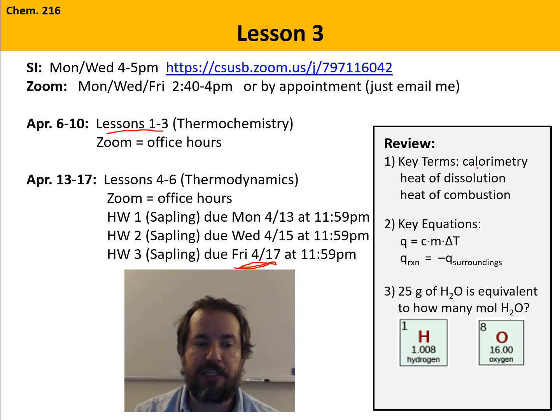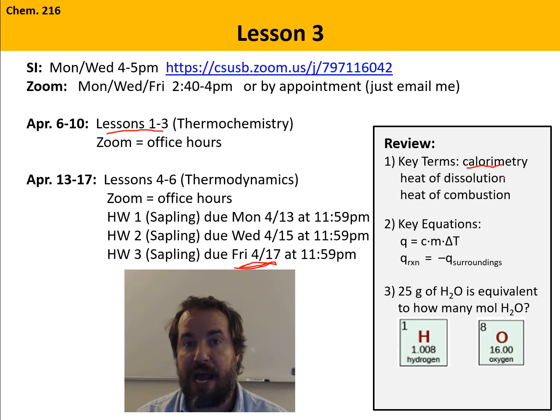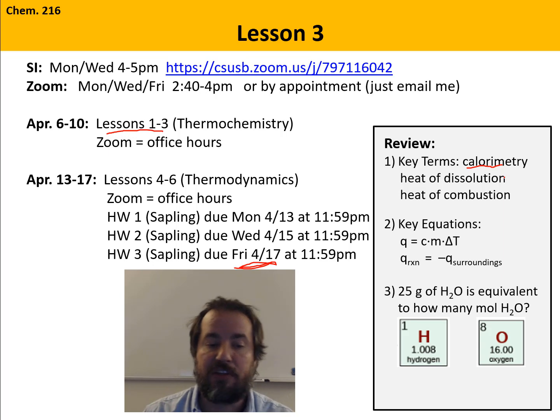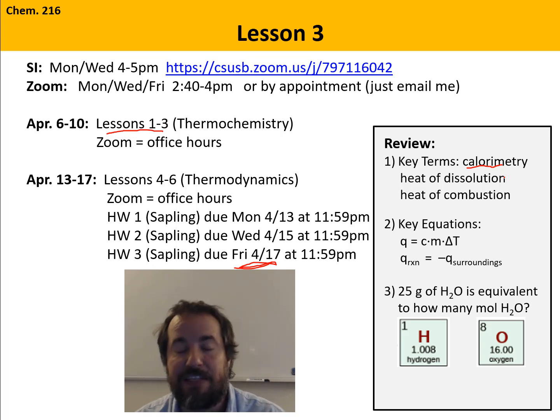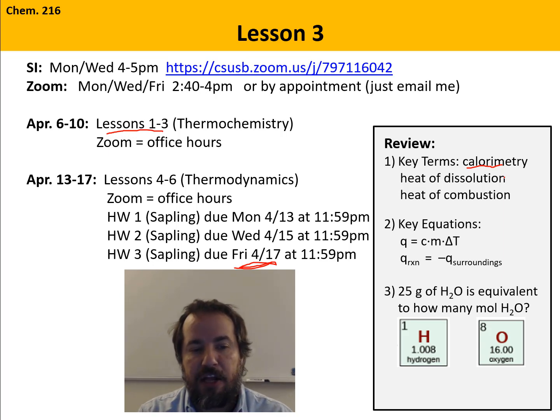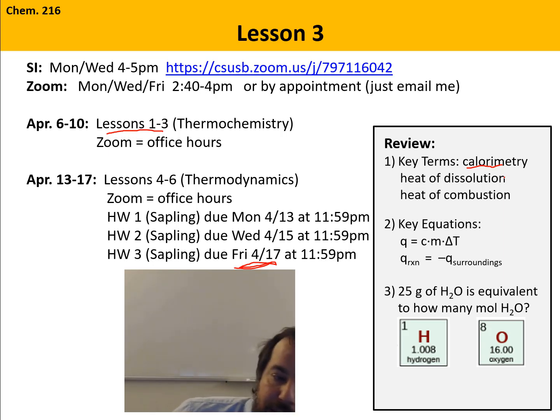Okay, a little bit of a review. From lesson 2, we talked about calorimetry. And calorimetry is all about figuring out the heat associated with different reactions. We talked about a couple of these types of reactions: combustion, vaporization, and dissolution or solution. They have the same meaning. And so we can figure out the energy or heat associated with these.